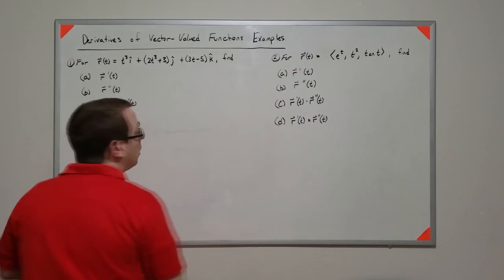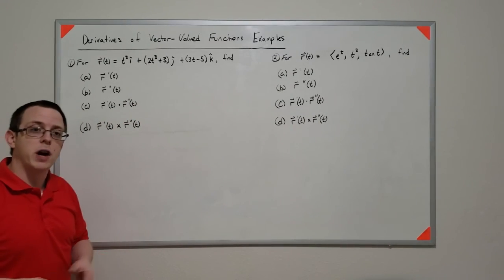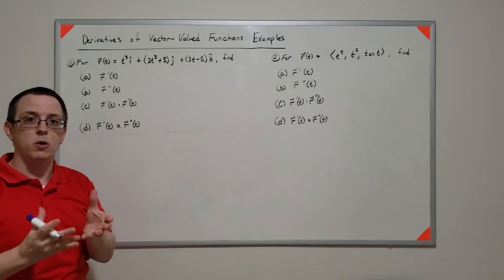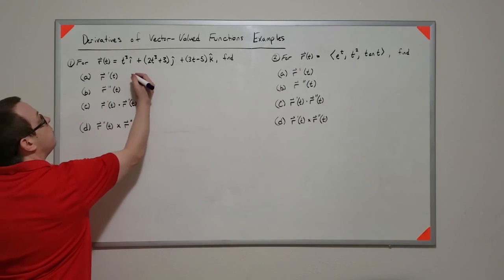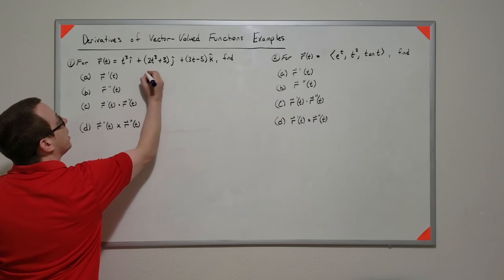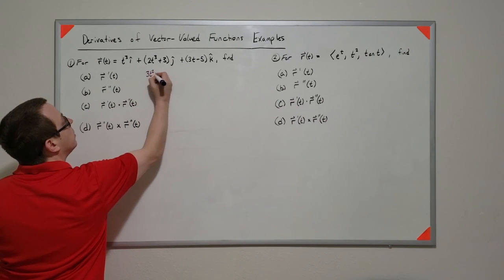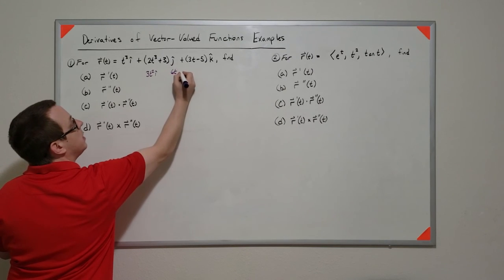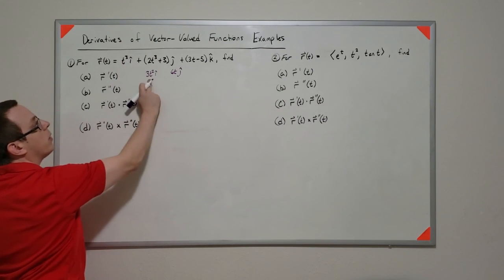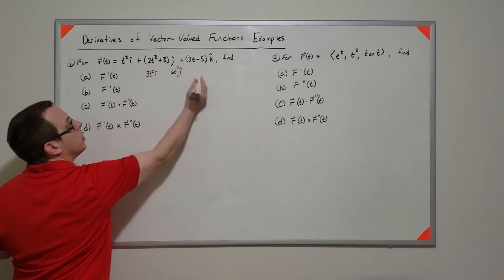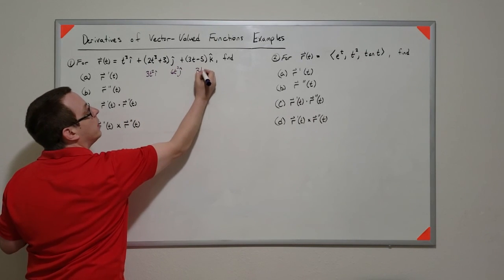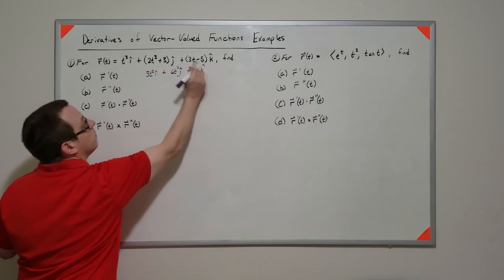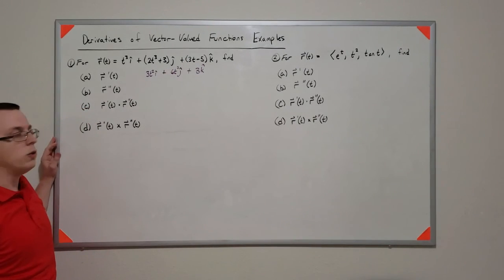Now remember, the derivative of a vector valued function is simply the individual derivatives paired with their components. So we get 3t squared i, 6t squared j, and 3k. Right? So those are your standard derivatives.